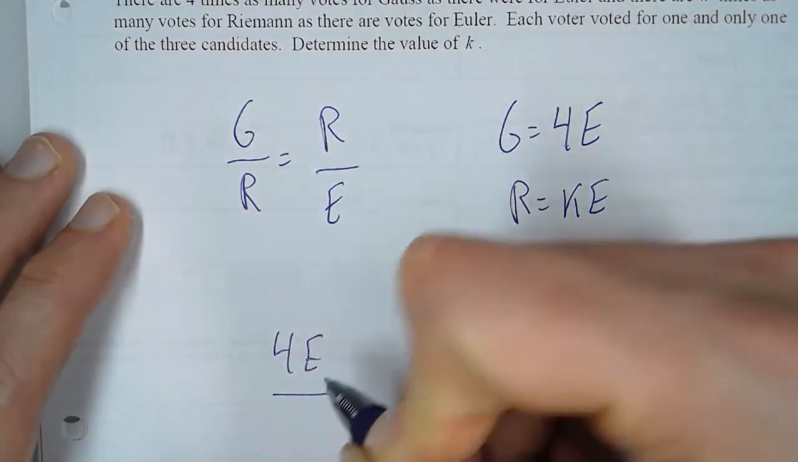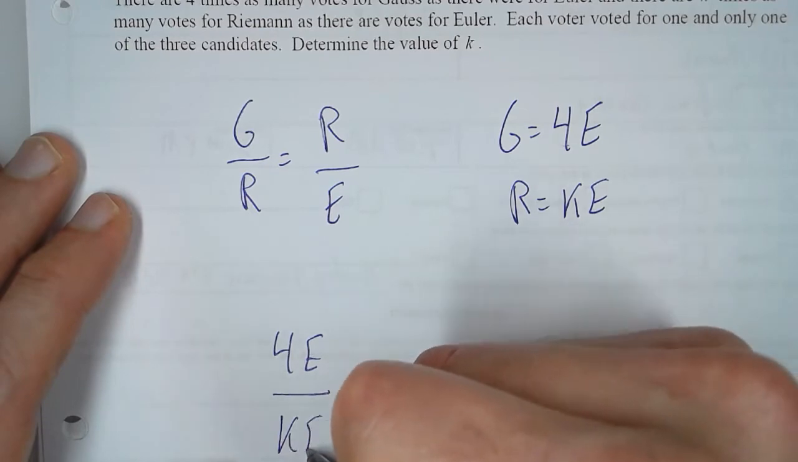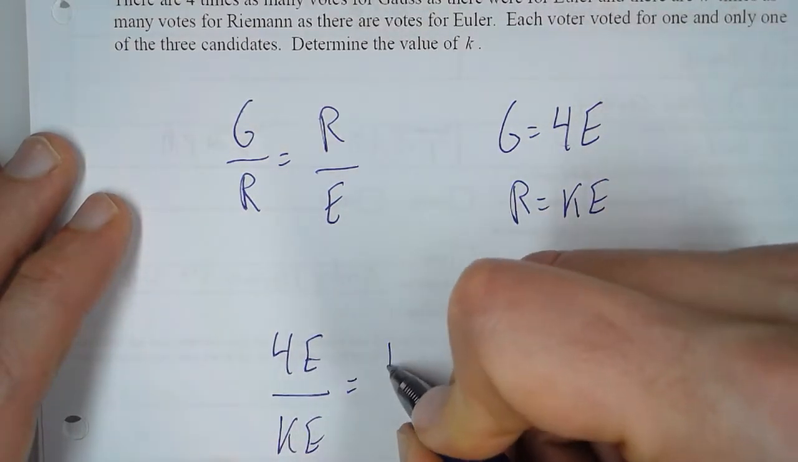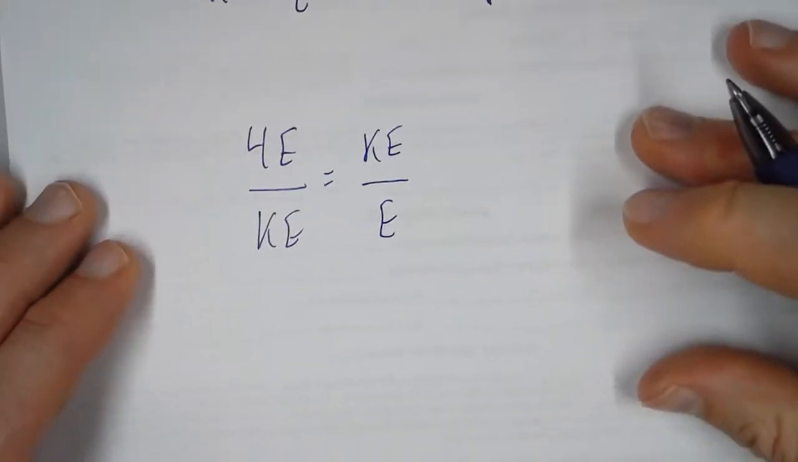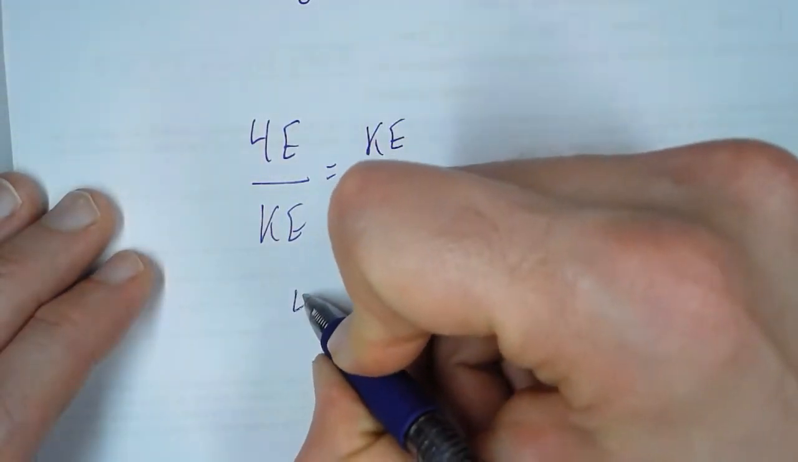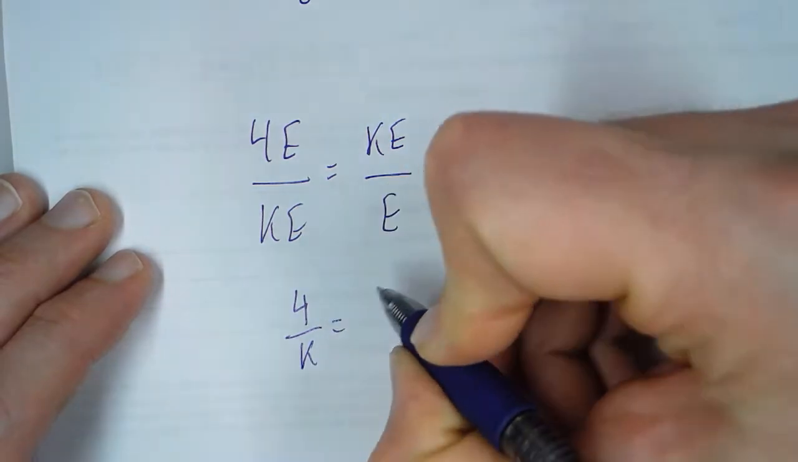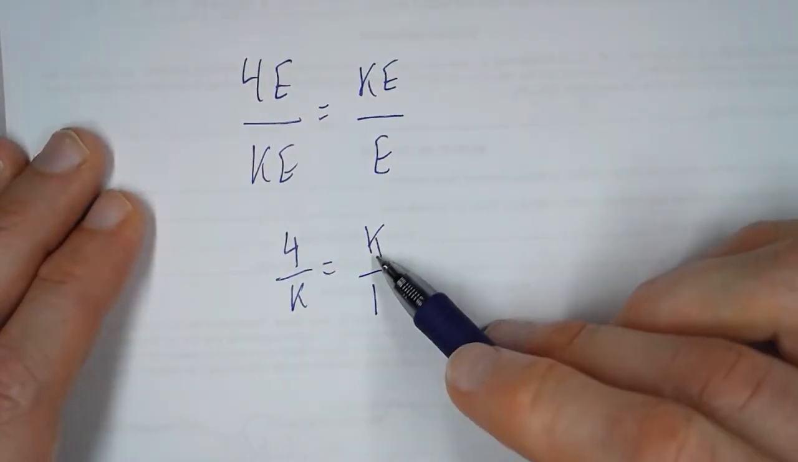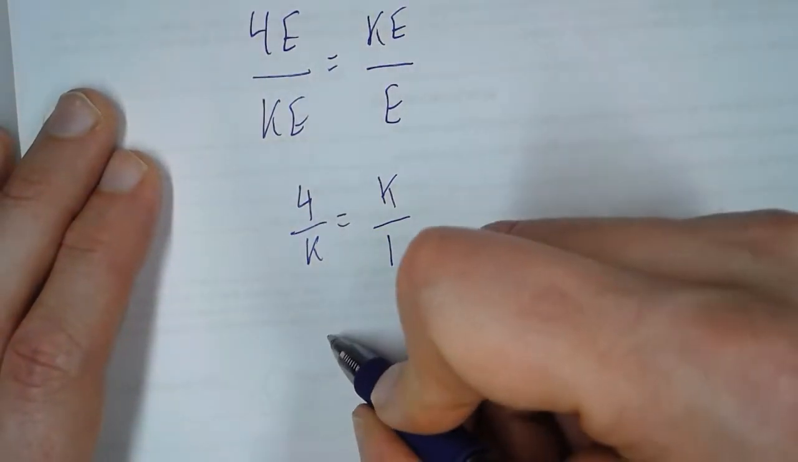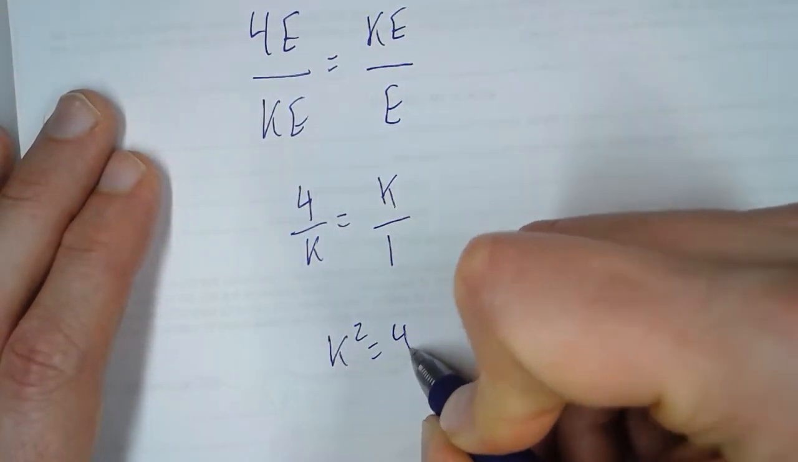So 4E over KE equals KE over E. Now in both cases we can cancel the E's out, so we're left with 4 over K equals K over 1. So when we cross multiply these, we get K squared equals 4.